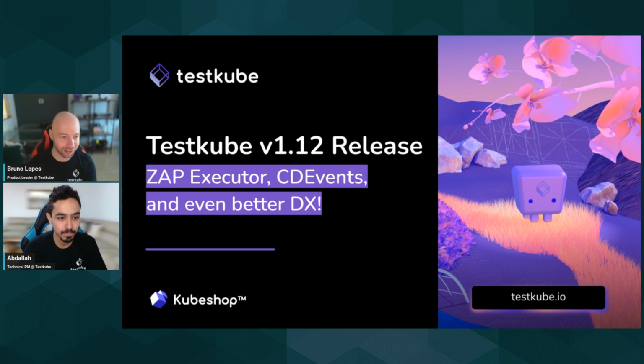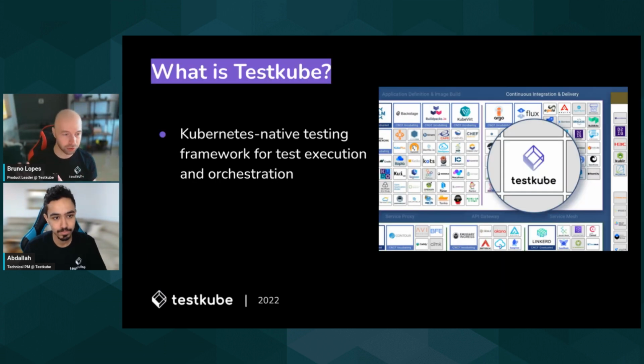And today we are very excited to talk with you about the features that we just released for 1.12. So what we are going to do today is talk about the features and do a demo. But before we go into that, for those of you that are new here, Testkube is the Kubernetes native testing framework for test execution and orchestration. We are open source, part of the CDF, Cloud Native Foundation, and our goal is really to make tests very easy and fast and complex free in Kubernetes.